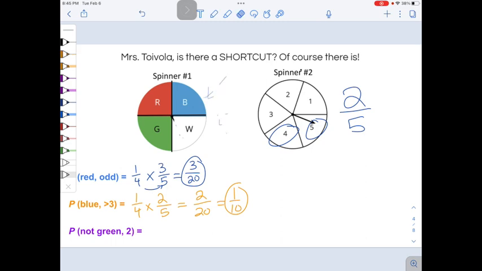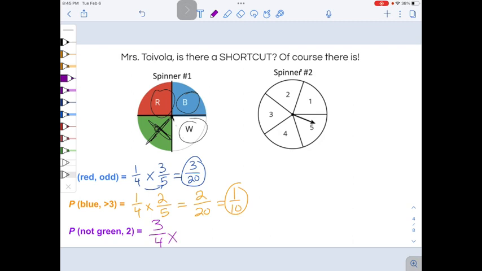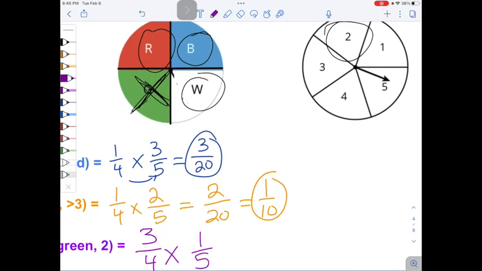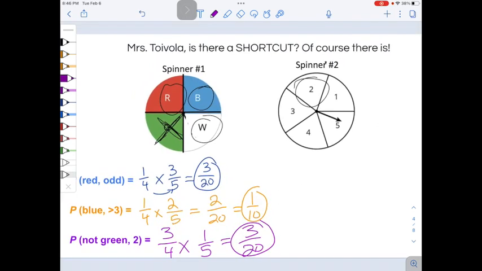Let's check it out. On spinner number 1, we do not want green. Cross it out, and you'll see that there are 1, 2, 3 left. So I'm going to write 3/4 times. And for spinner number 2, we just want the number 2. So there's one of those times 1/5 equals 3/20. Yep, that's the same too.